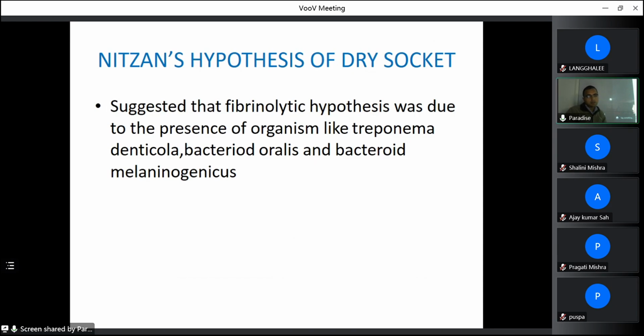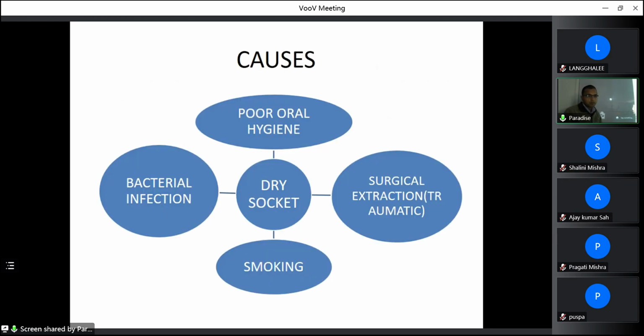Newton's hypothesis of dry socket suggests that the fibrinolytic activity was due to the presence of organisms like Treponema denticola, Bacteroides oralis, and Bacterium melaninogenicus. So Newton's hypothesis suggests that dry socket is due to bacterial infection as well. Previously it was thought that bacteria had no role, but now dry socket is considered to have a multifactorial cause. It may be due to bacterial infection, poor oral hygiene, surgical or traumatic extraction, or smoking. All of these will lead to dry socket.